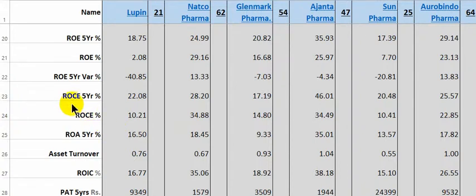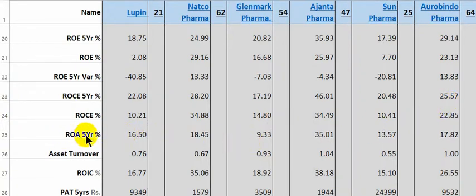We can also compare the RoCE of the last 5 years and with the latest RoCE. So we find that Lupin's recent capital employed was just 10% and it has fallen below the average. Natco has managed to bring its recent return on capital employed above its average of the last 5 years. Most of the company's RoCE, like RoE, has fallen below its average. In fact, Aurobindo has also not managed to bring its recent RoCE above its average.